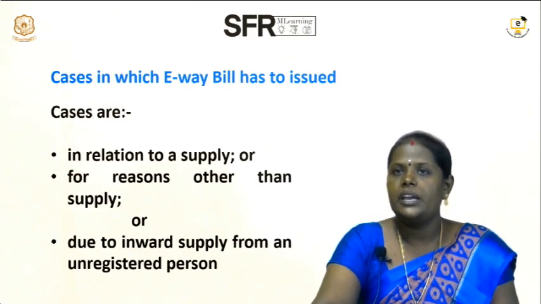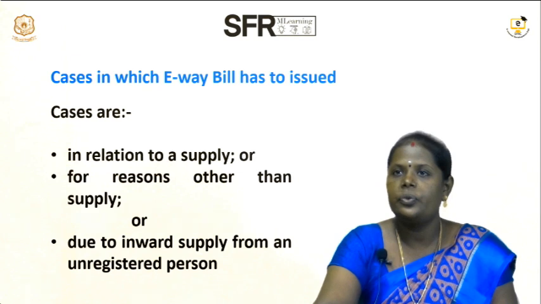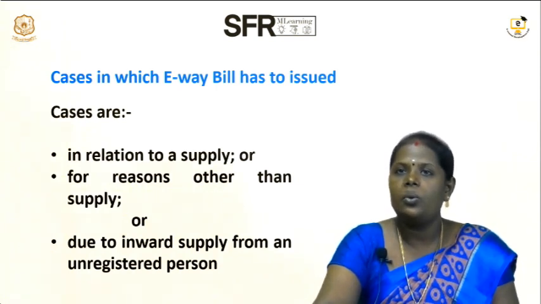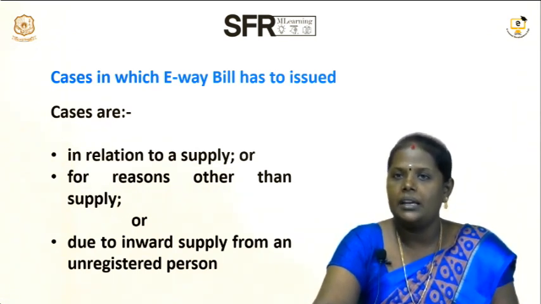The cases in which an e-waybill has to be issued are in relation to supply, for reasons other than supply, or due to inward supply from an unregistered person. If an unregistered person is supplying goods, the e-waybill has to be generated by the recipient or by the supplier. If the goods are supplied under the RCM scheme, only the receiver has to generate the e-waybill.